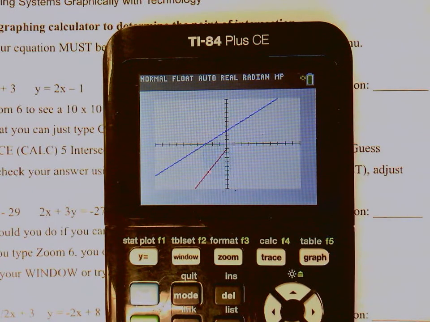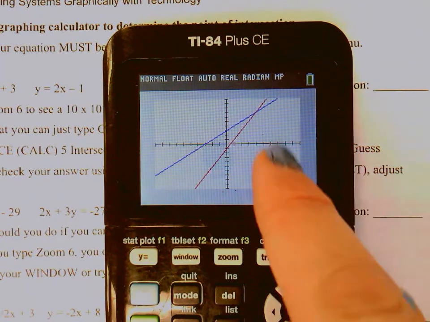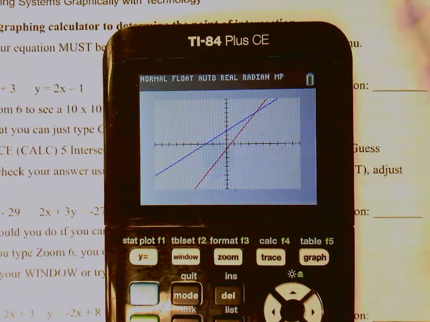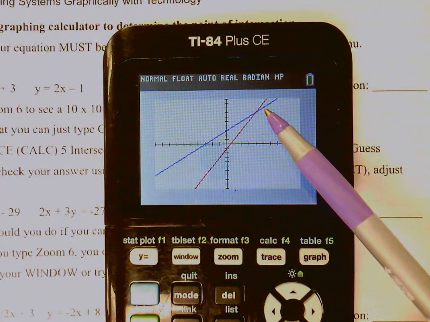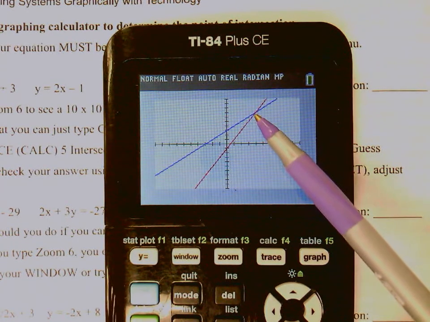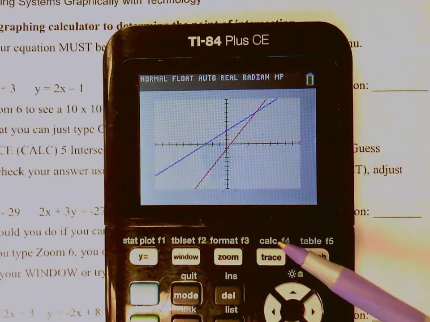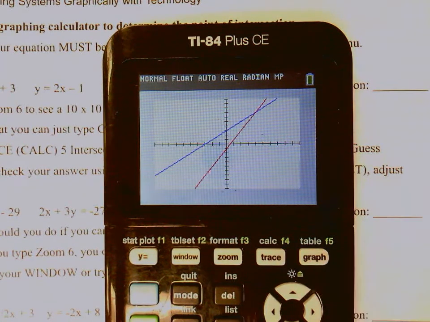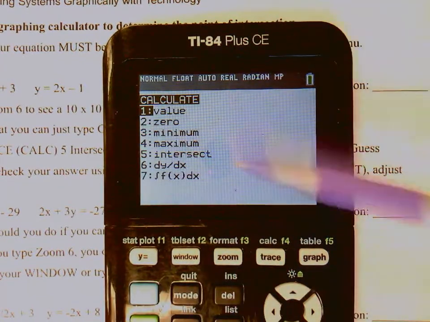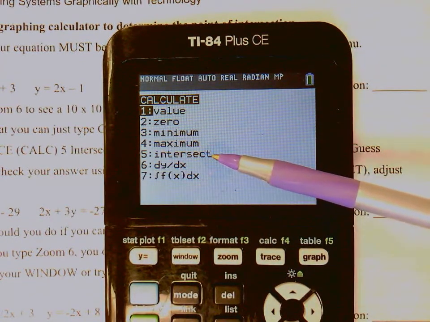And hopefully we can see that they intersect, and we do. So we don't want to eyeball it. We want the calculator to tell us what is that exact intersection point. We could look at the table and hope that it's an integer where it intersects. But if you go to second calculate, which is above the trace key right here, one of the options is to find an intersection point. So you just select choice 5.